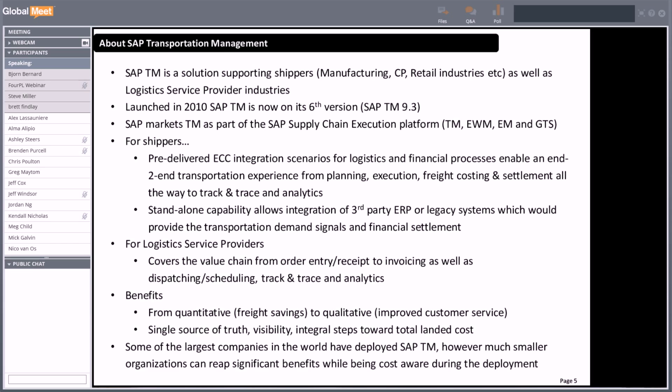Benefits, certainly what every party is interested in, come from many different areas, being it quantitative like freight savings or better utilization of assets like trucks or containers, rail cars, but certainly are also coming in the qualitative environment like improved customer service, better IT landscapes, and so forth. Really, my passion about TM comes from a belief in a single source of truth.